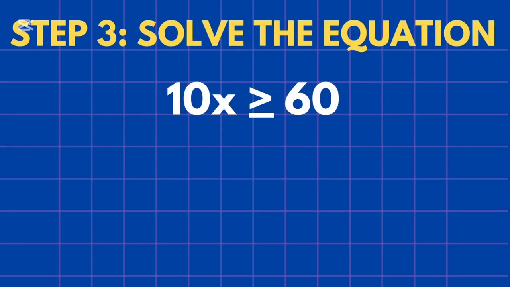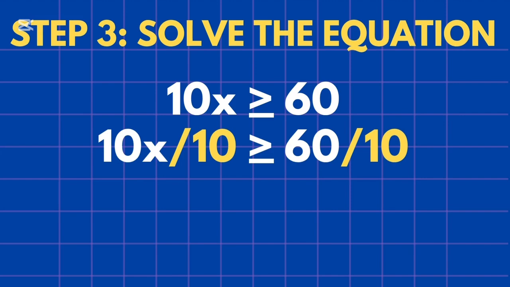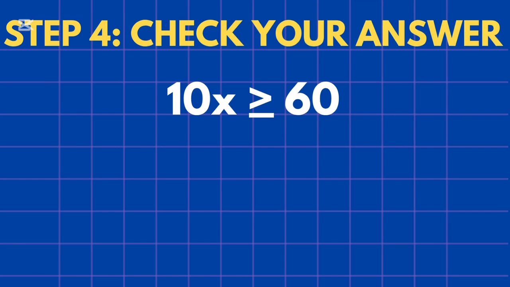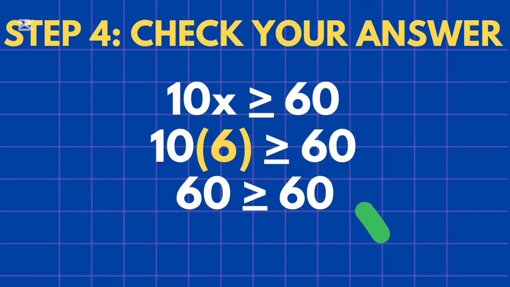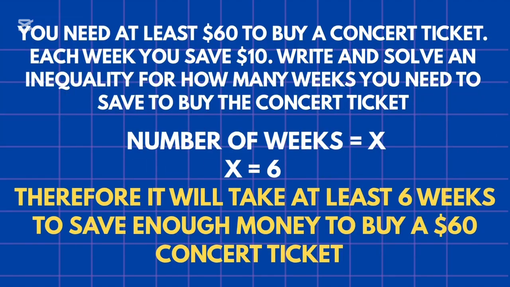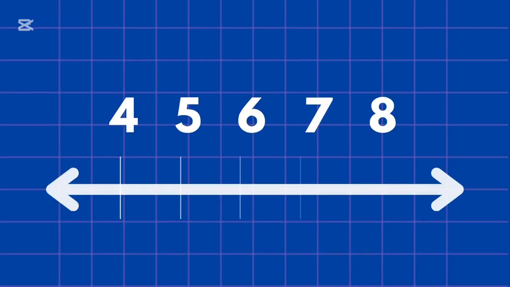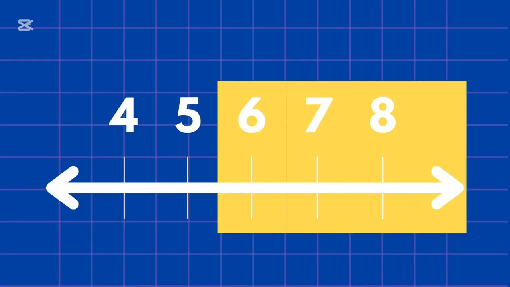Step 3 is to solve the equation. To solve, we divide both sides by 10, leaving us with x has to be greater than or equal to 6. To check our answer, we plug 6 back into the equation, which gives us 60 has to be greater than or equal to 60, meaning we are correct. This means that it will take at least 6 weeks to have enough money to buy the concert ticket. As we can see on the number line, anything greater than or equal to 6 will provide us with enough money for the concert ticket.